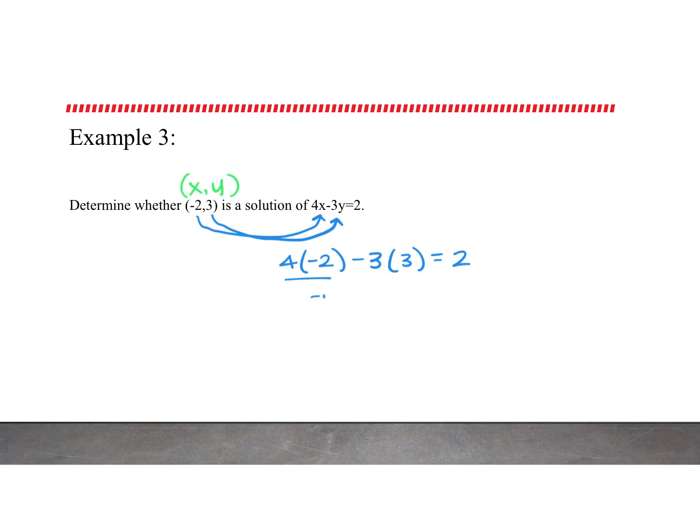4 times negative 2 is negative 8. Negative 3 times 3 is negative 9. We can subtract to get negative 17. And negative 17 doesn't equal 2. So this is what we would call false. And again, had we graphed it, it would be like seeing the line and a dot just off to the side. They do not touch each other.